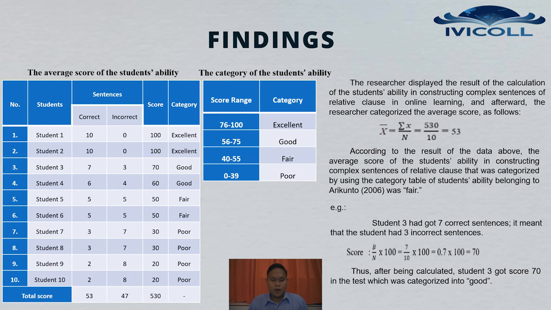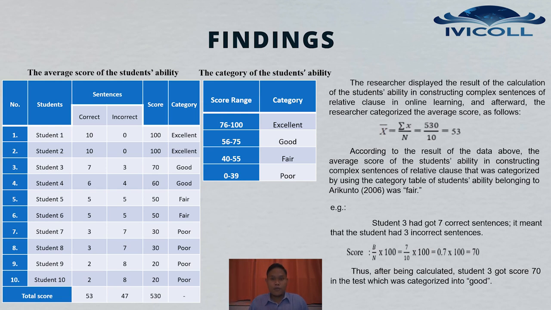According to the result of the data above, the average score of the student's ability in constructing complex sentences of relative clause, categorized by using the category table of the student's ability from Arikunto 2006, was fair. So well, ladies and gentlemen, this is the way I enumerated to get the score.